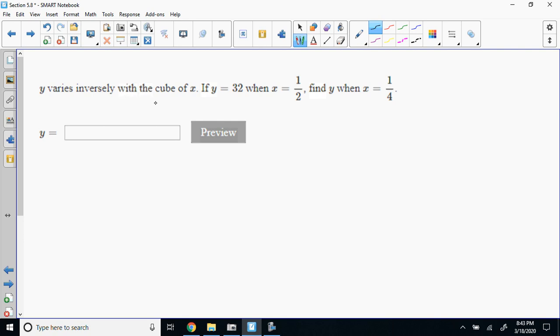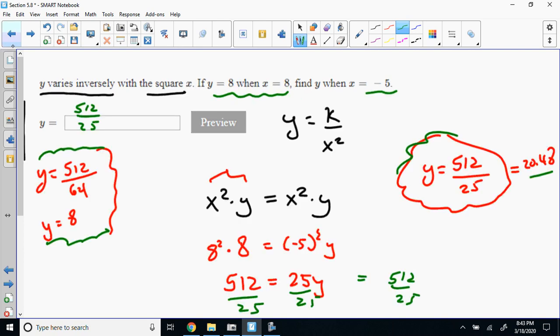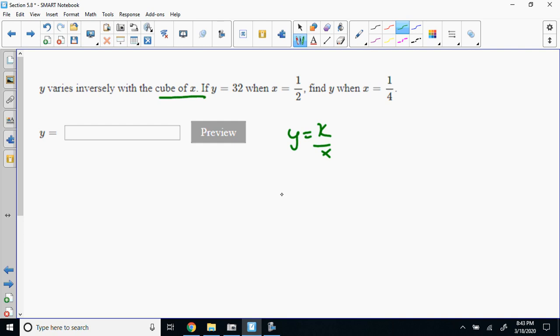Y varies inversely with the cube of x, right? So the cube of x. So inversely would mean that, x cubed. Y is inversely the cube of x. So x cubed. Okay, so I get x cubed times y equal to x cubed times y.